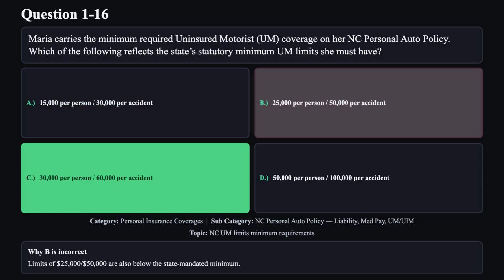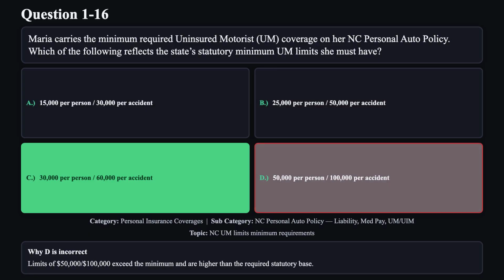Reason B is not correct. Limits of $25,000/$50,000 are also below the state-mandated minimum. Reason D is not correct. Limits of $50,000/$100,000 exceed the minimum and are higher than the required statutory base.